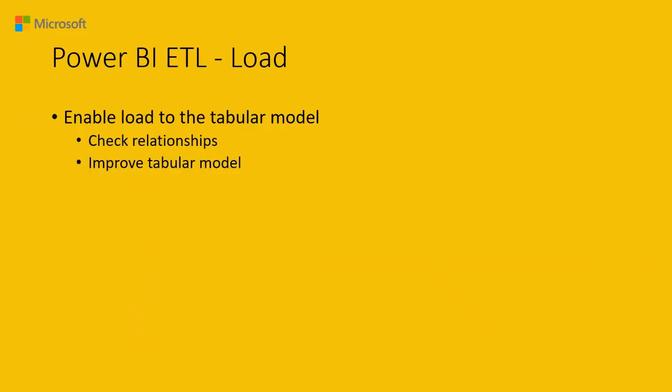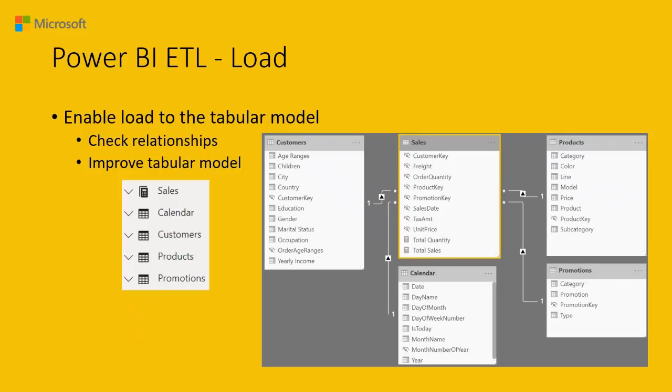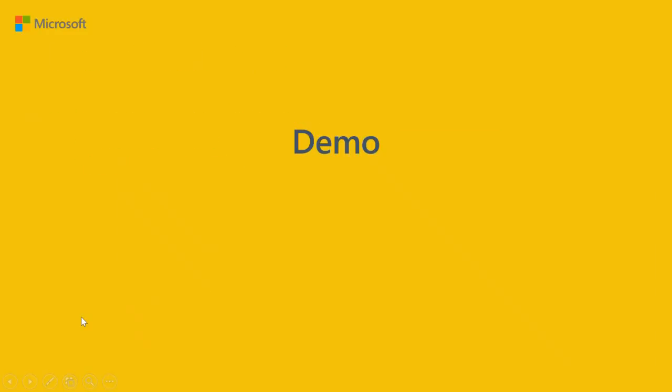Power BI checks the relationships, and we need to perform additional improvements, like, for example, hiding some columns and so on. Okay, now let's go to the demo.